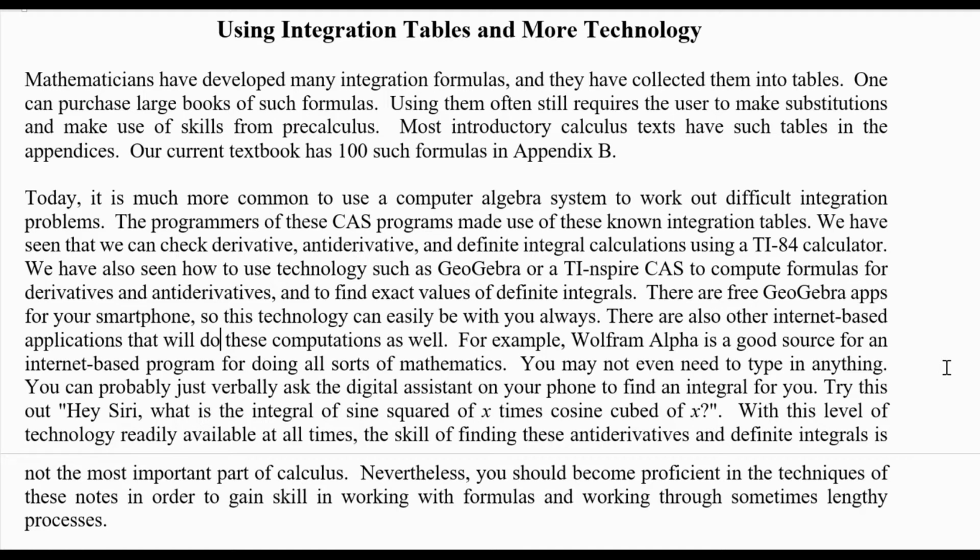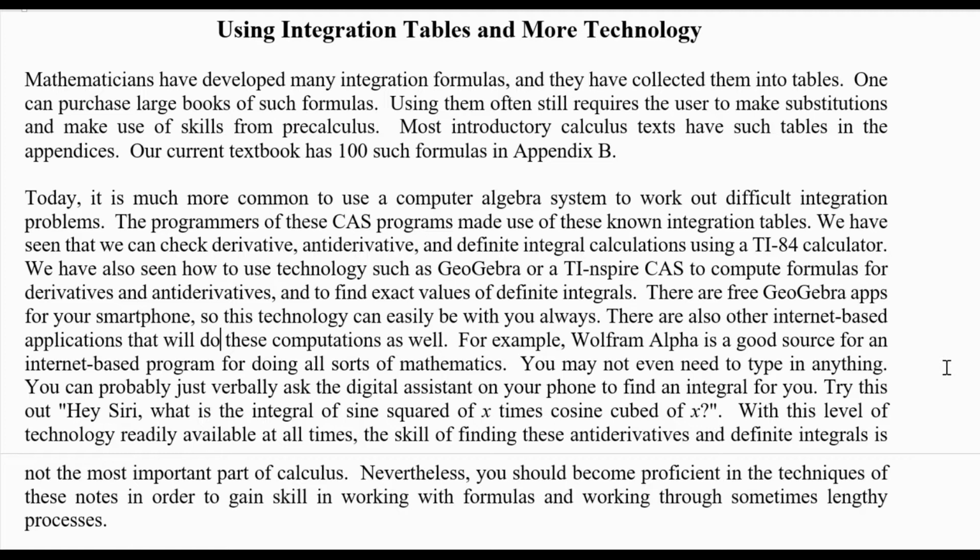And of course, with this level of technology readily available to us at all times, it is true that the skill of finding these antiderivatives and definite integrals is really not the most important part of calculus. Nevertheless, you should become proficient in these techniques and these notes in order to gain skill in working with formulas and working through sometimes lengthy processes. Those are still useful things for us to do.